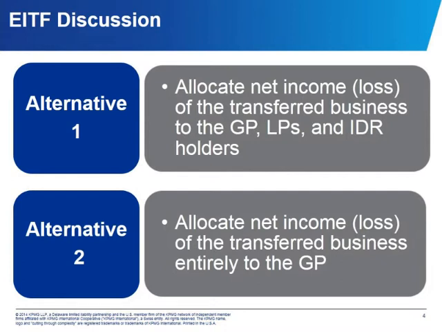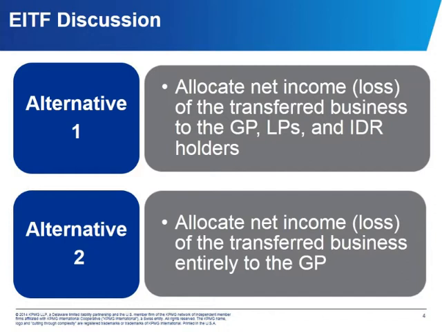So alternative one says that we're going to take those pre-drop-down periods, and we're going to allocate net earnings of the transferred business to the GP, LPs, and IDR holders as if those security holders had always had rights to those earnings.